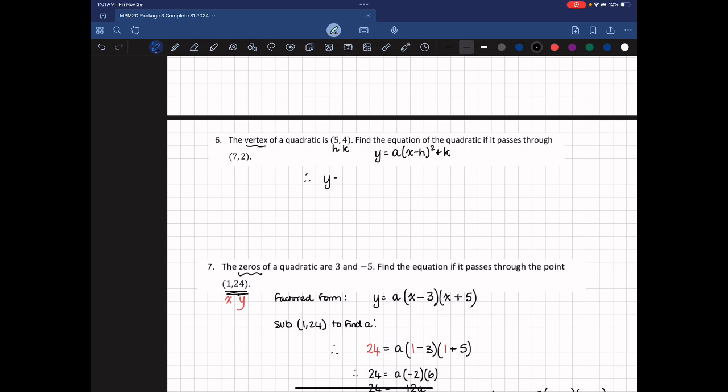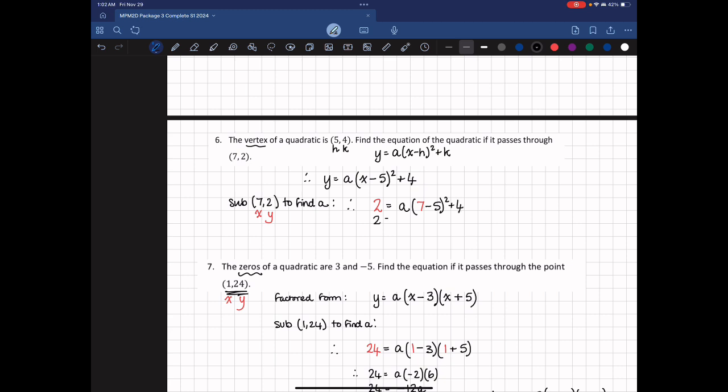So therefore, y equals a bracket. We don't know a, remember? We've got x minus the h value, all squared, plus the 4. And now we're going to sub in that point that we have. So we sub in 7, 2 to find a. You can see already that this is very similar to the one we just did. So therefore we have, in place of x, we have a 7. In place of y, we have a 2. So we have 2 equals, I'm just copying out this equation above now, just replacing my x's and y's with our given values. So 7 and then minus 5 squared plus 4.